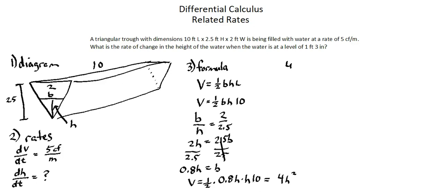Step 4 is differentiate. Now I'm going to expand that description in just a moment, but let's look at how we would differentiate this function typically. I would take the derivative of volume relating to change in height as 8h. But in this case, I'm not looking to differentiate in terms of height. I'm looking to differentiate with respect to time.